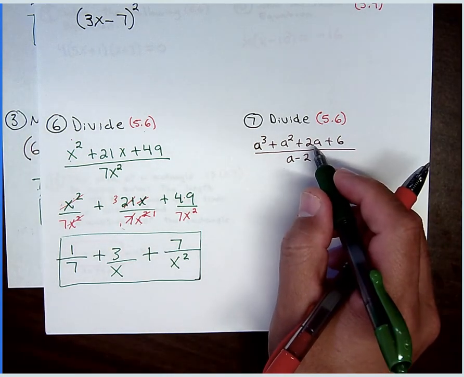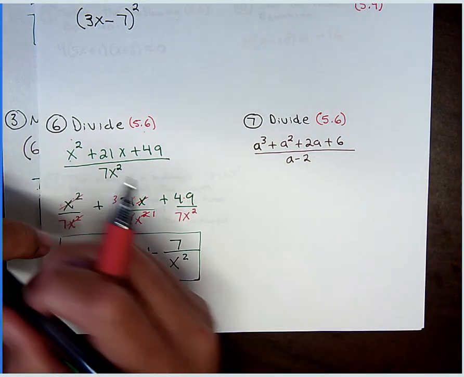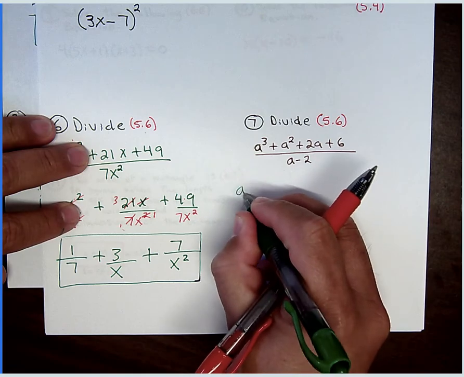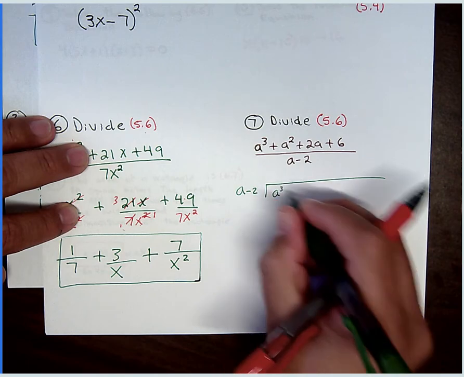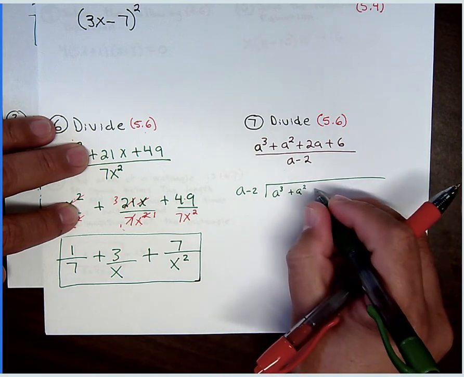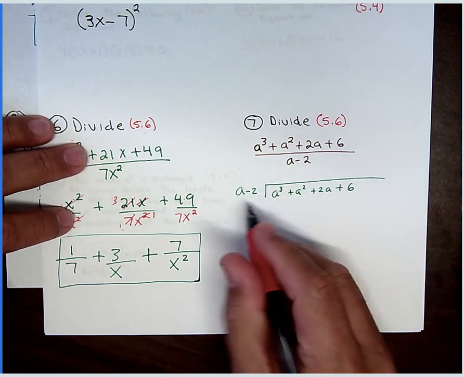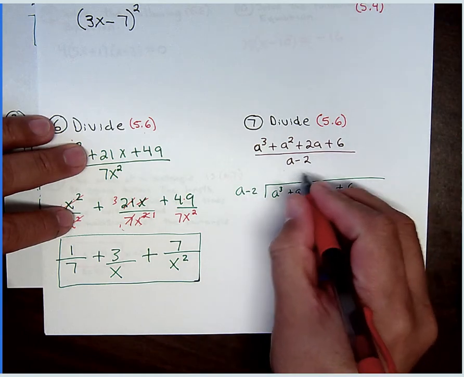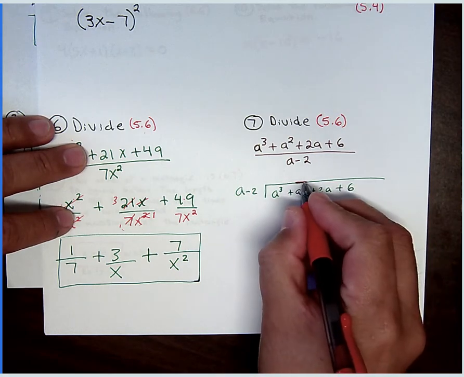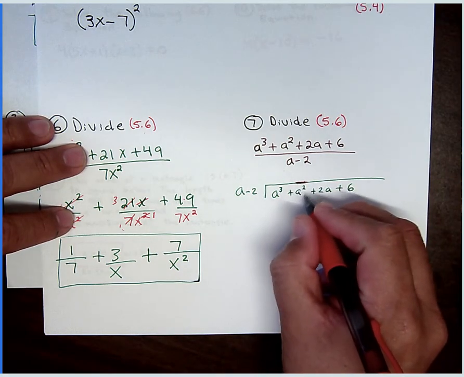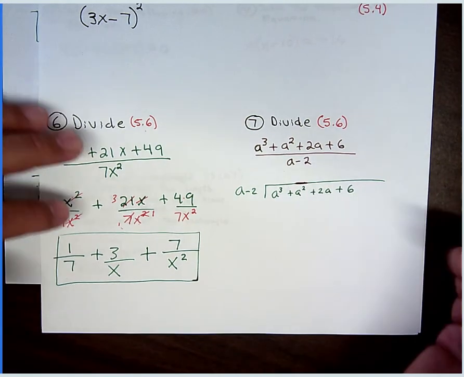Now let's do this one. This is a long division. So you're going to put this on the side like that, and then a cubed plus a squared plus 2a plus 6. This one has 2 terms, so you're going to start your quotient here under this term. The bottom variable tells you how many a's you need.